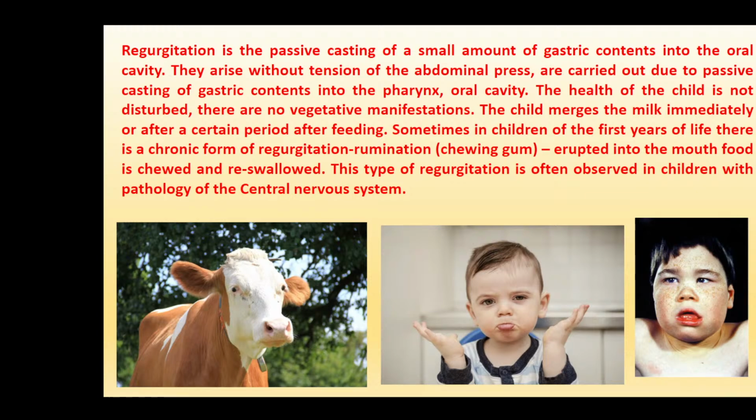There is no vegetative manifestation. The child spits up the milk immediately or after some period after feeding. Sometimes in children of the first year of life, there is a chronic form of regurgitation, rumination. Erupted into the mouth, food is chewed and swallowed.